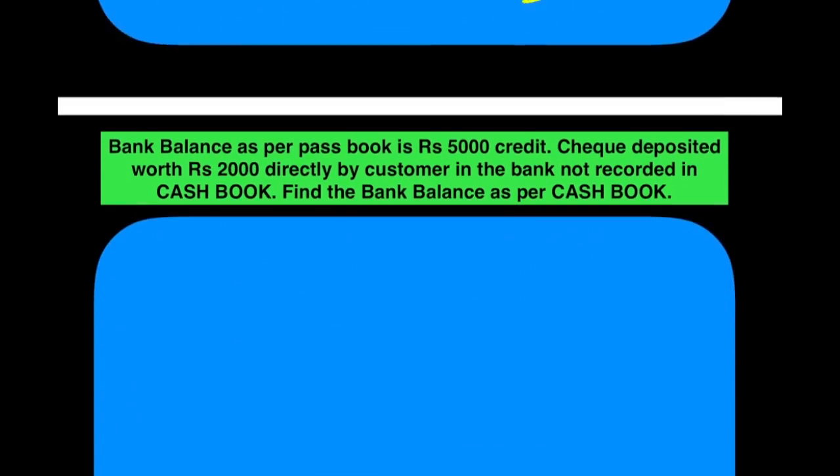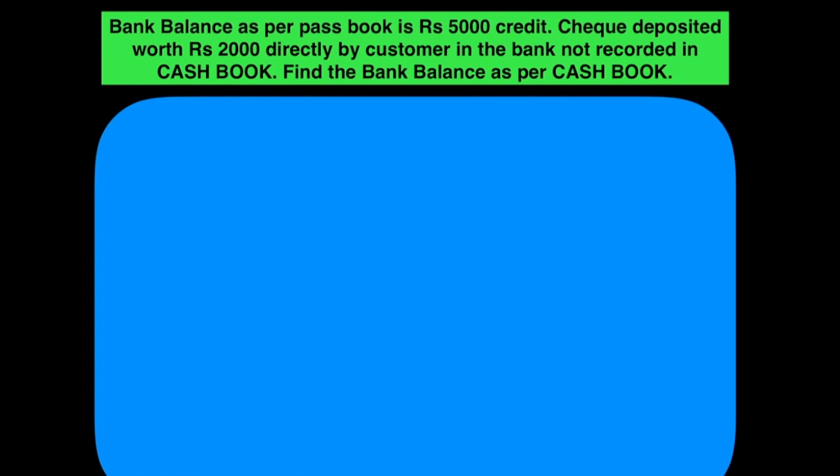Let's have a look at the other question. The last question for today is bank balance as per passbook is given as 5000 credit. So as per passbook, credit means positive. So we have a positive balance of 5000. Check deposited worth rupees 2000 directly by the customer in the bank, not recorded in the cash book. So it has been deposited in the bank automatically by the customer, but it has not been recorded in the cash book. So we need to record it in the cash book now. Find the bank balance as per cash book.